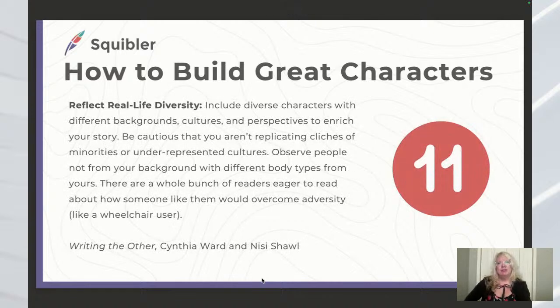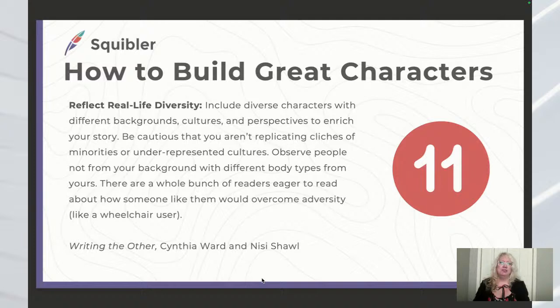Okay, you want to reflect real-life diversity. Include diverse characters with different backgrounds, cultures, and perspectives to enrich your story. Be cautious that you aren't replicating cliches of minorities or underrepresented cultures. Observe people that are not from your background. You want to look at the world at large and see different body types from yours, different races from yours, different religious perspectives, political perspectives.